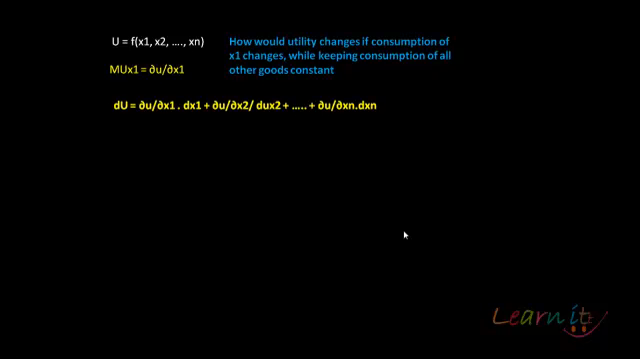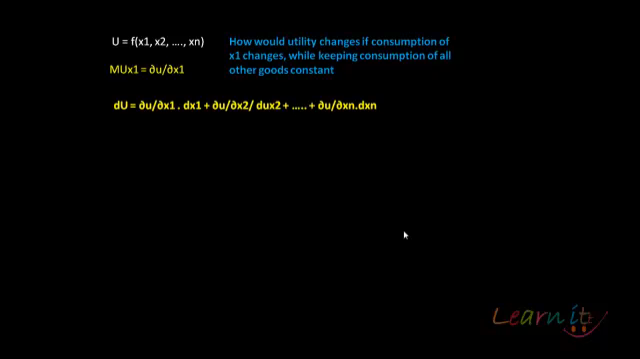Now, substituting this into the earlier expression, what you get is MU x1 dx1 plus MU x2 dx2, and so on to MU xn dxn. So this is the total differential of the utility. So what is this total differential telling us?